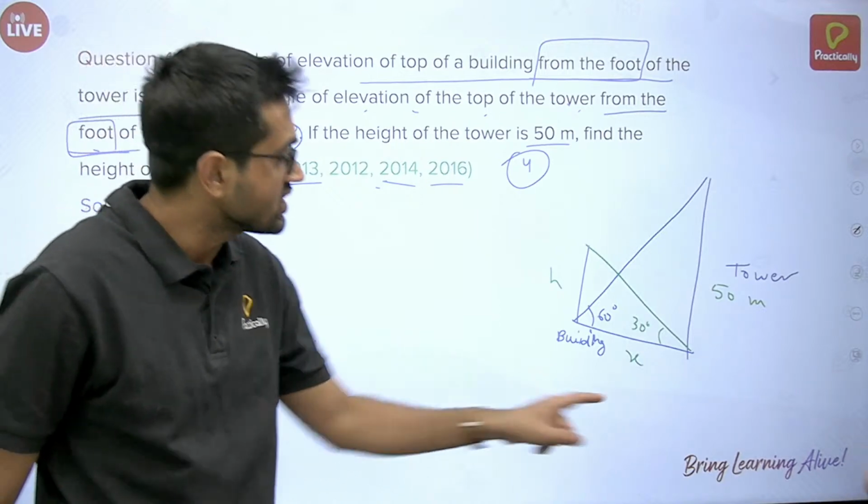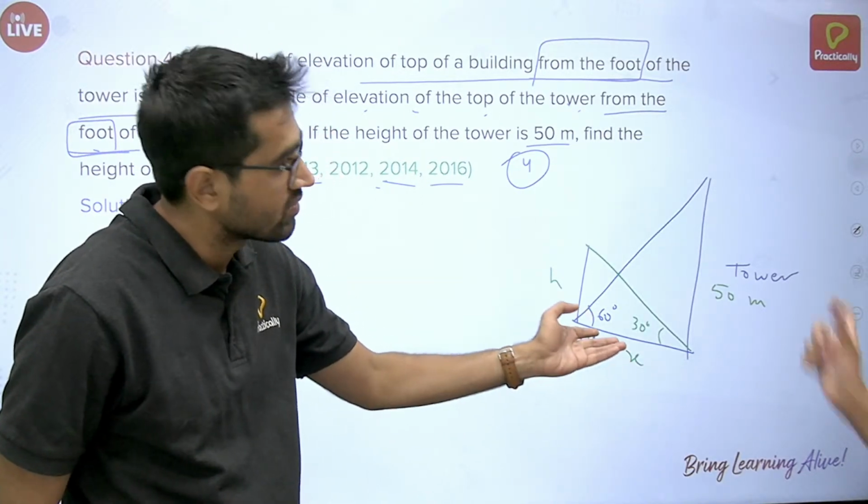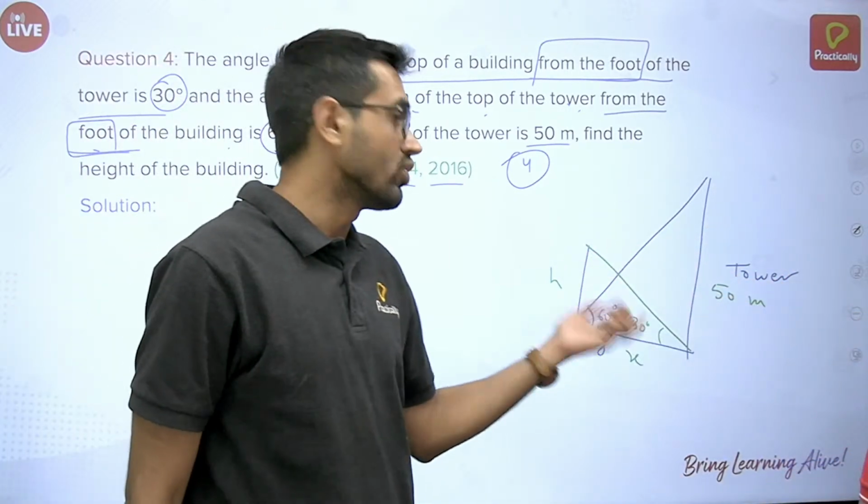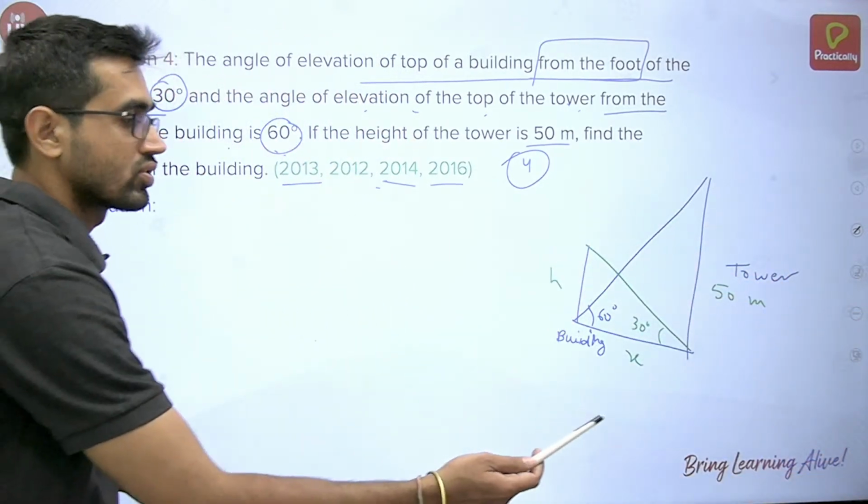This is not required, because one value is given, so from this we can find x, then we can find h. Correct, because there are 2 angles given. Yes.